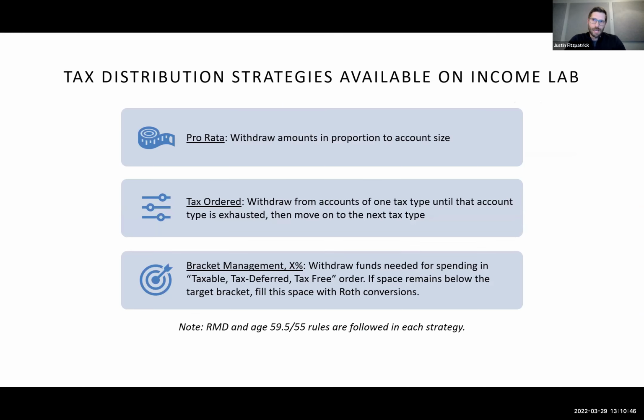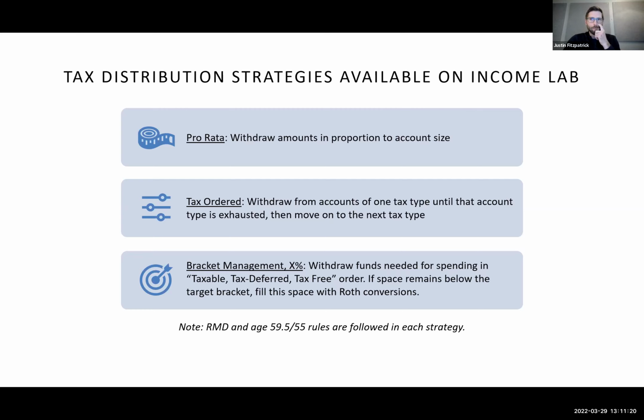So how does Income Lab help you with this kind of complex but valuable task? Well, we have three broad categories of tax distribution strategies that you can model. The first is pro rata, which is, I guess, our stand-in for don't pay any attention to taxes. So it's a good kind of baseline to look at. It just involves taking withdrawals from investment accounts according to the account size, right? So larger accounts will have more withdrawals.